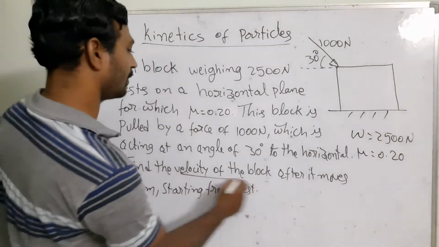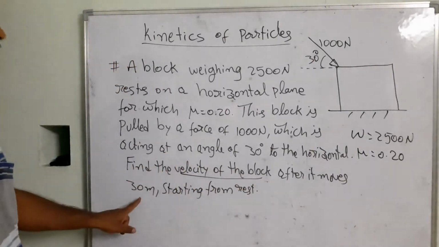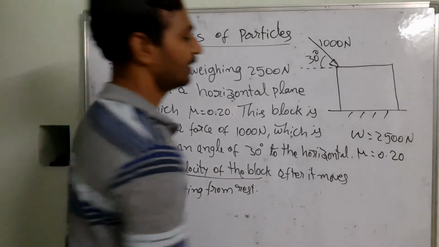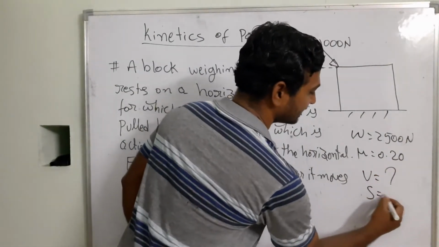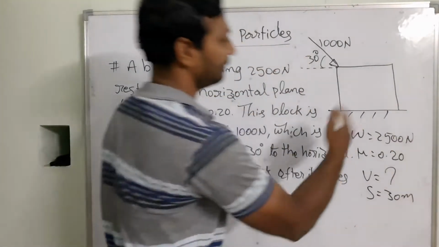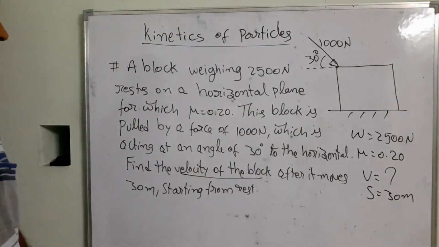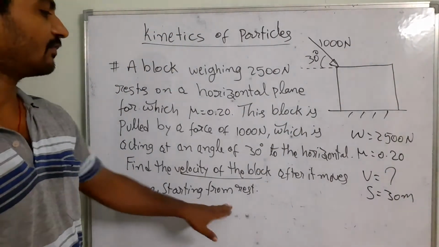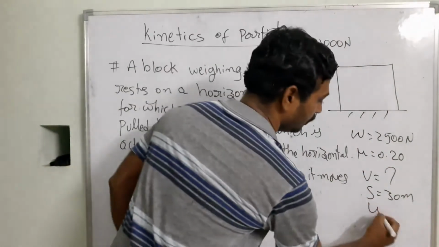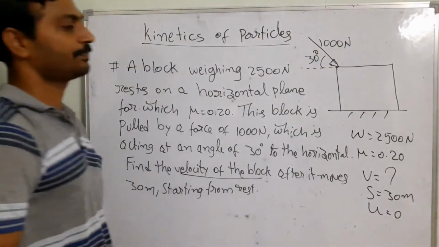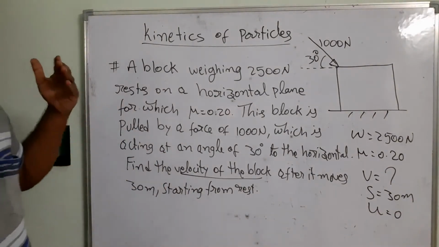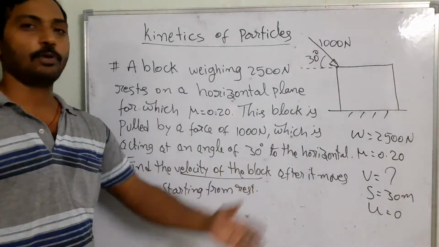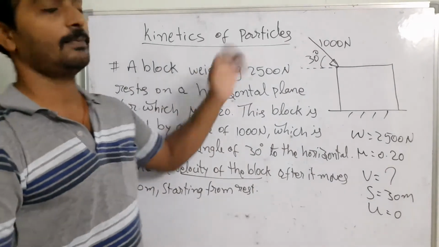Find the velocity of the block after it moves 30 meters. It means that V needs to be calculated when S is equal to 30 meters, that is, the distance traveled by the block is 30 meters. Starting from rest means that U is equal to 0. So from this, we need to find the velocity of the block by using the kinematics of particles.